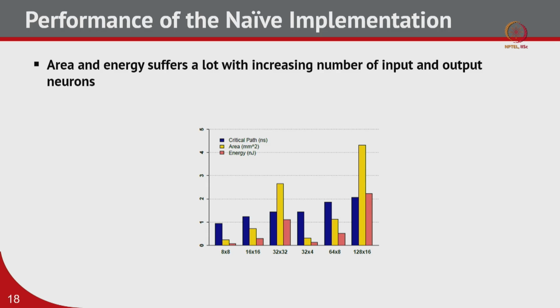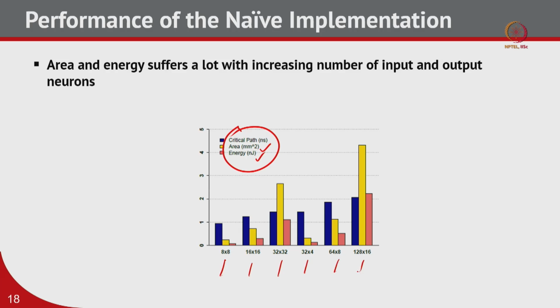Now, this is the result if we really do that kind of hardware implementation, and we can see what the implication is, right. The main implication is that area and energy suffer a lot with an increasing number of input and output neurons, right. This particular figure shows three hardware parameters. One is the critical path, which defines the frequency; the maximum operating frequency is nothing but the inverse of the critical path. Then the area of the hardware, and then the energy consumption of the hardware. That is being shown in this figure for different types of fully connected layers.